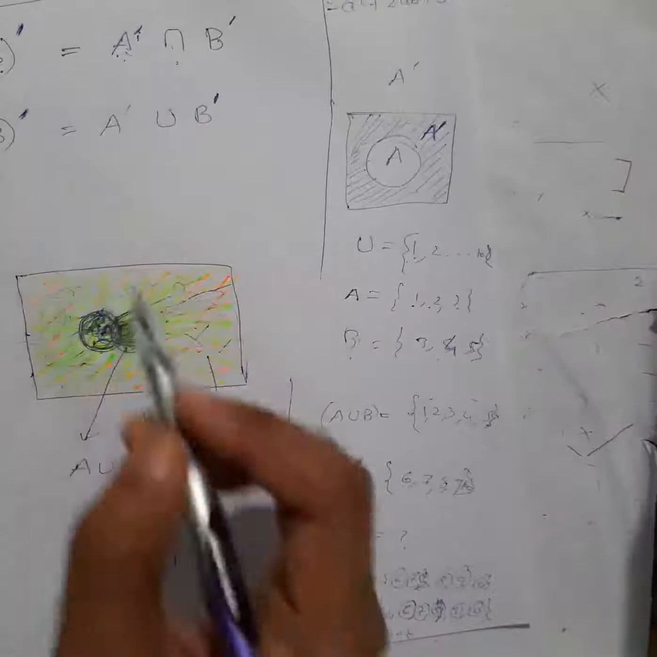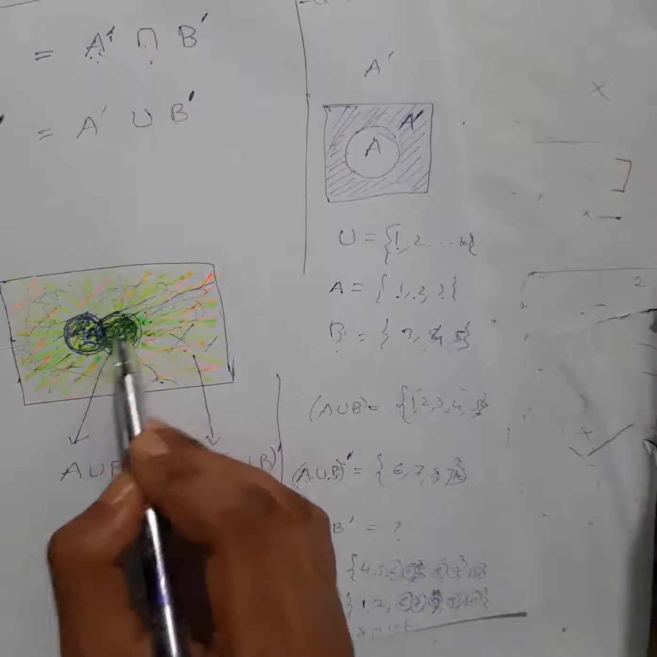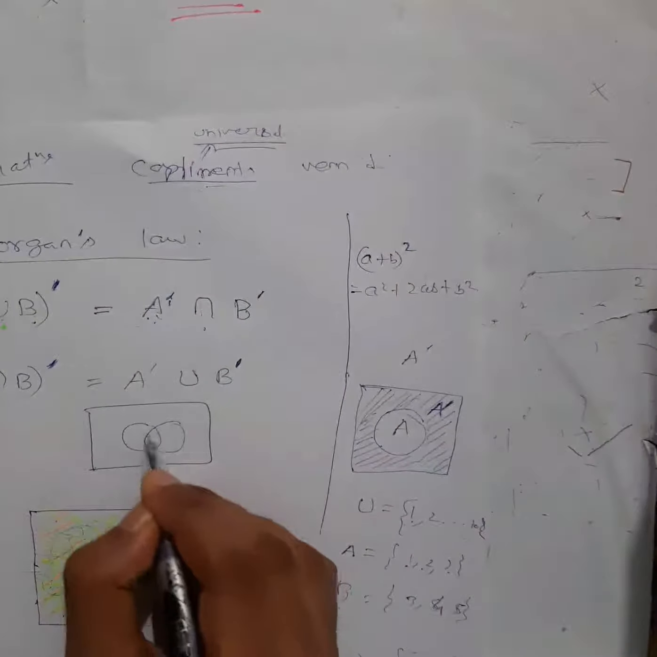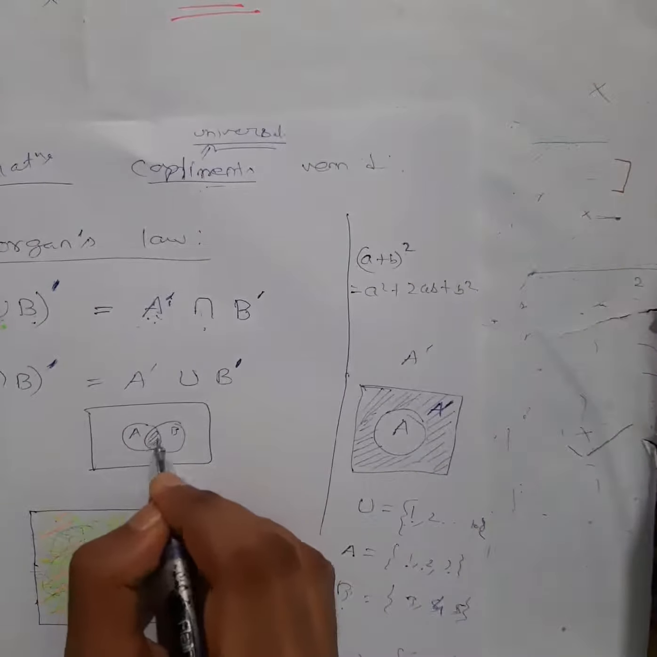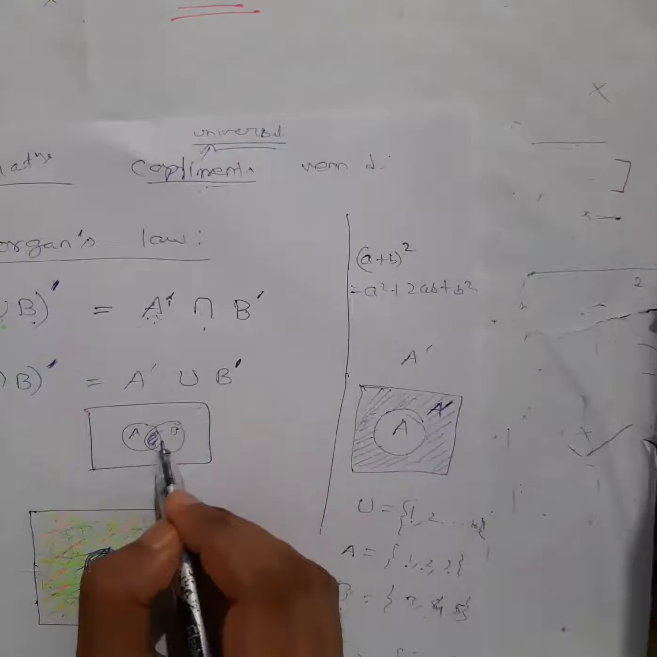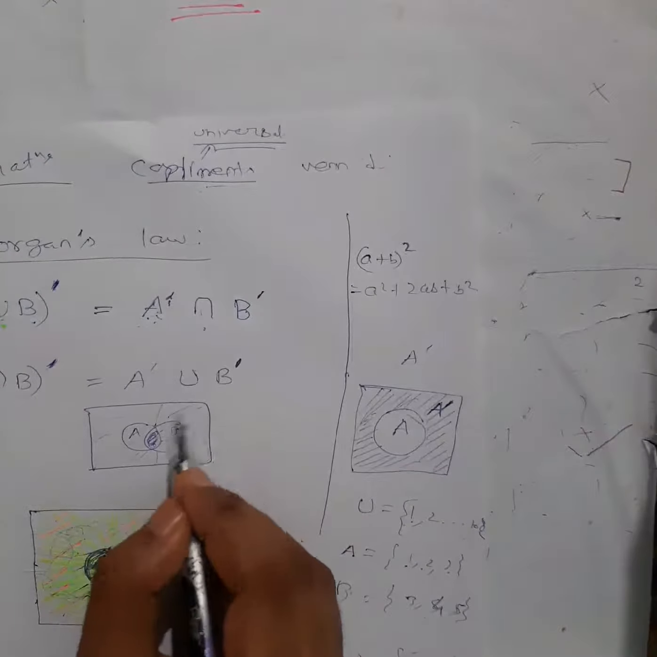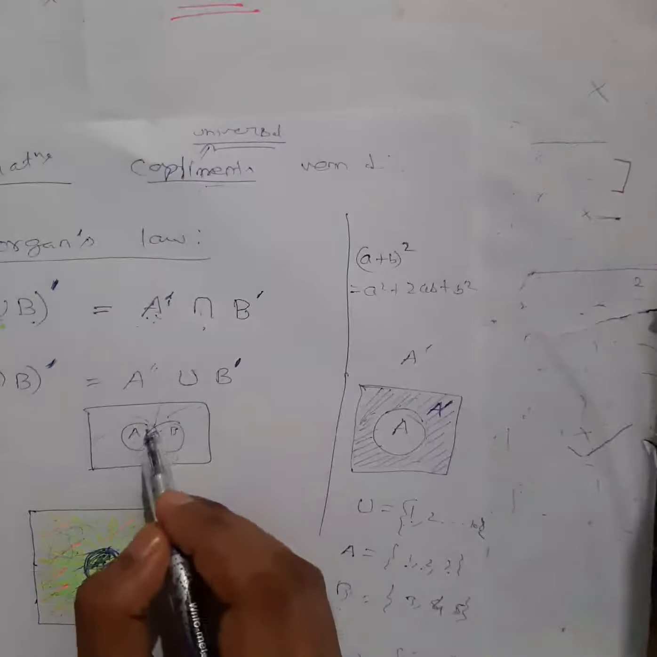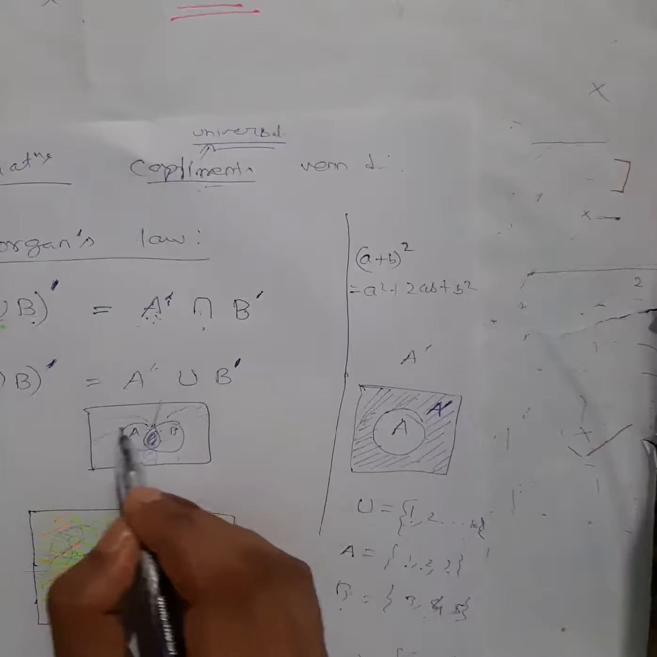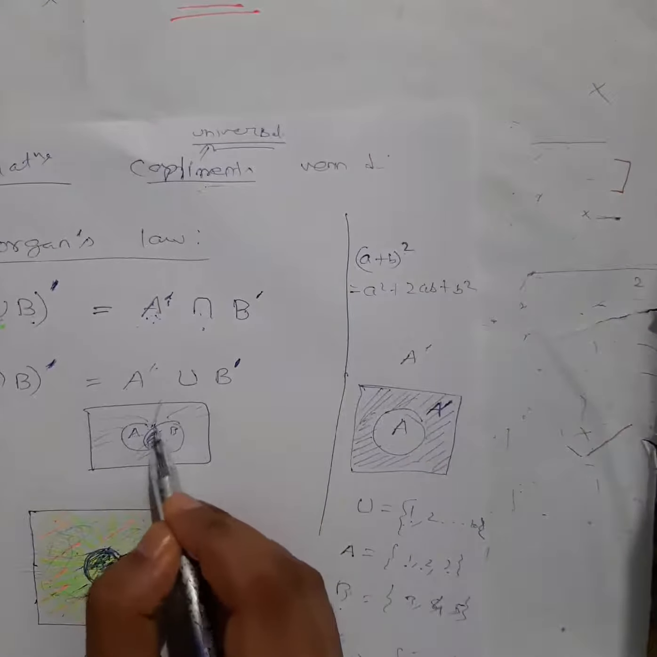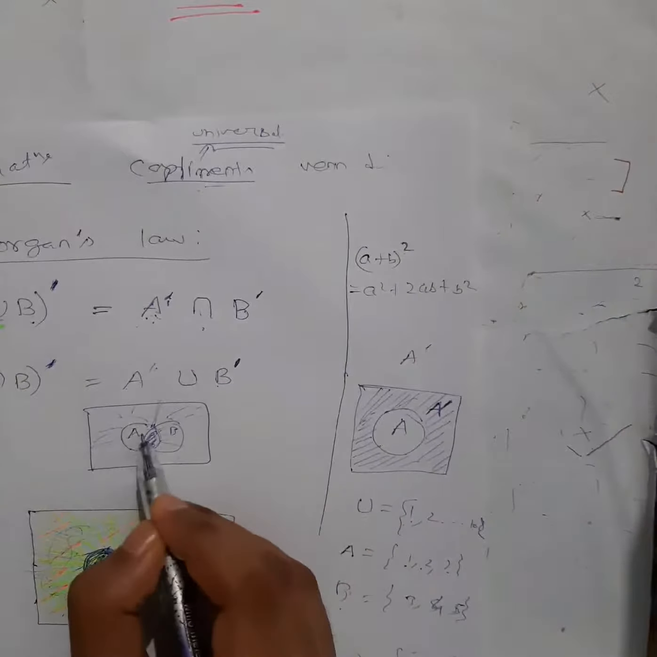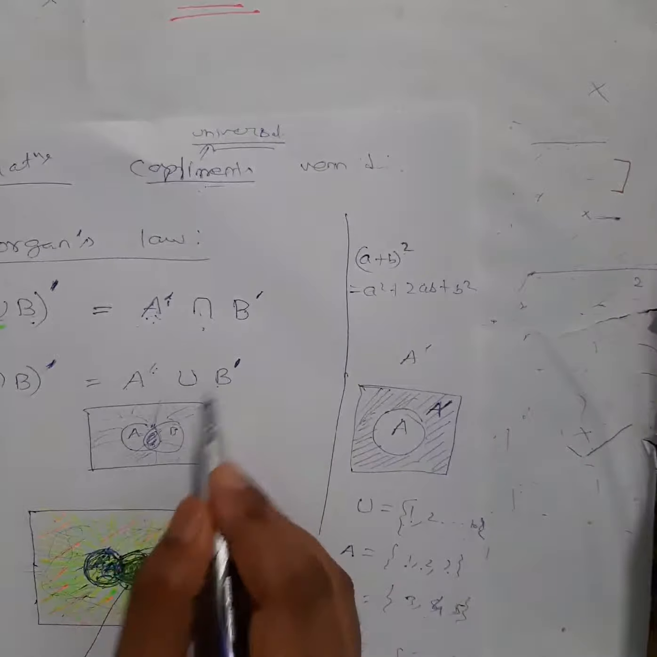A intersection B complement will be which one? A intersection B is this one, complement will be all this portion. If I draw a simple diagram here, this is your A, this is your B. So A intersection B is this one, right? So complement will be which one? This portion. Now if I have to write this portion in the form of A complement union B complement, A complement will be which one? Everything except A, this portion. B complement will be which one? Everything except B. So in A complement union B complement, union means all elements of these two.